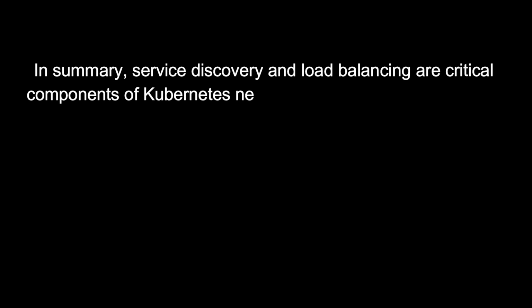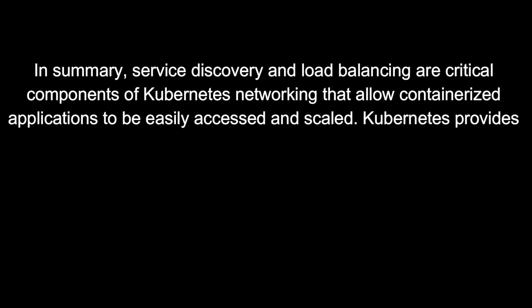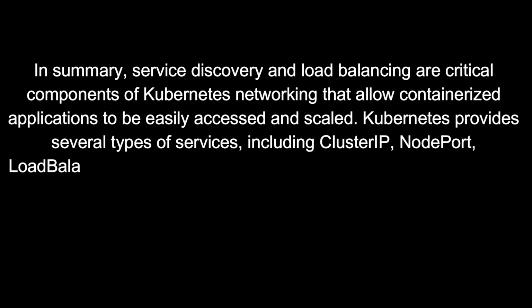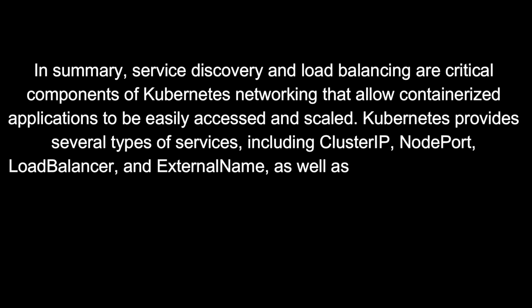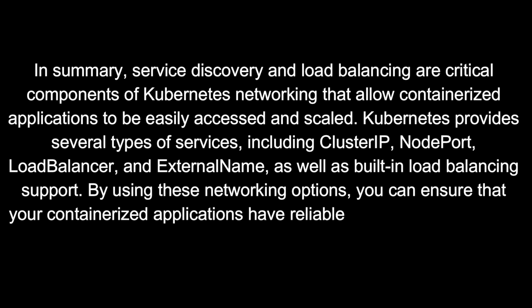In summary, service discovery and load balancing are critical components of Kubernetes networking that allow containerized applications to be easily accessed and scaled. Kubernetes provides several types of services, including cluster IP, node port, load balancer, and external name, as well as built-in load balancing support. By using these networking options, you can ensure that your containerized applications have reliable and efficient access to the services they need to function correctly.